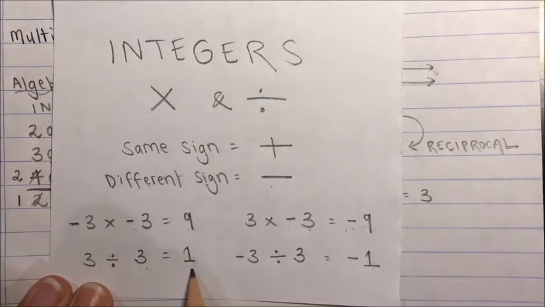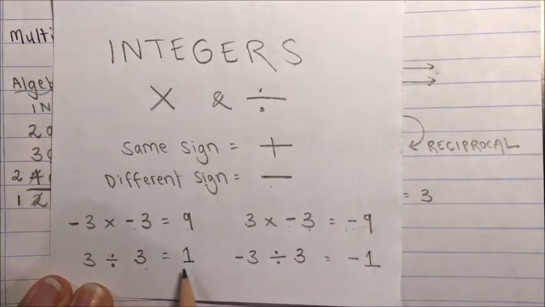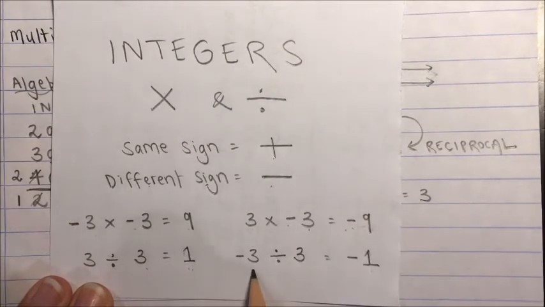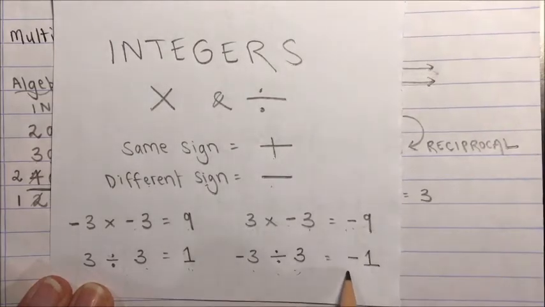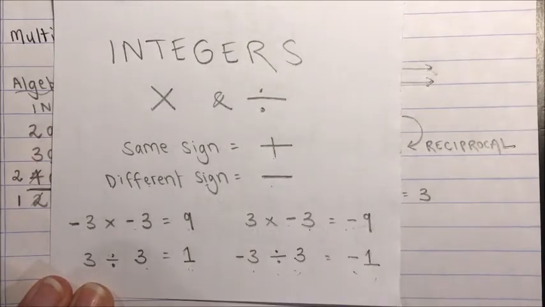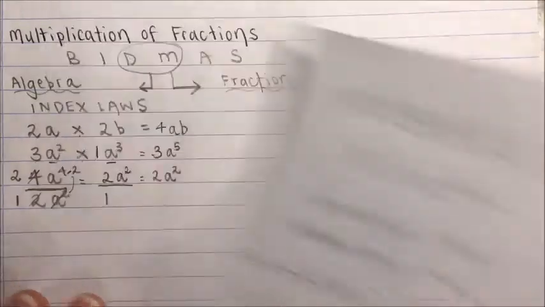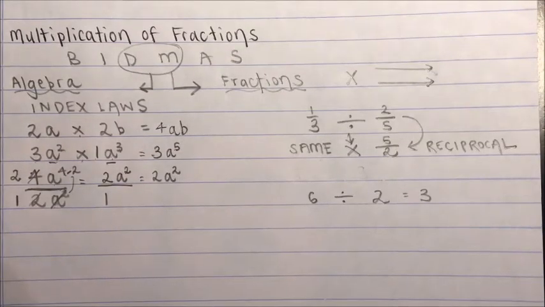3 divided by 3 is 1, signs are the same, answer is positive. Whereas -3 divided by 3, the signs are different, so the answer's -1. Really important that we remember that integer rules also apply.